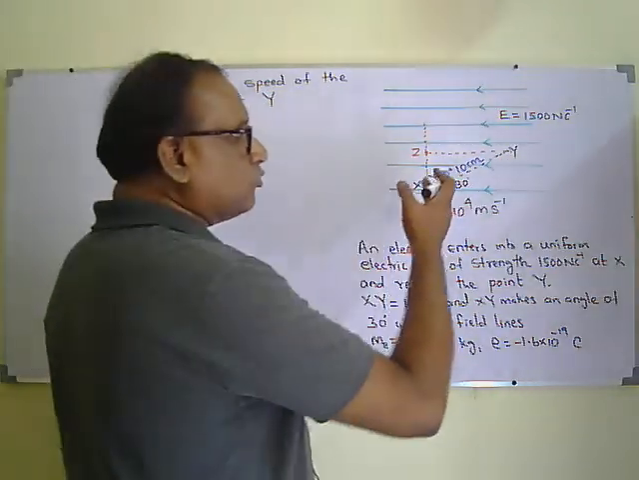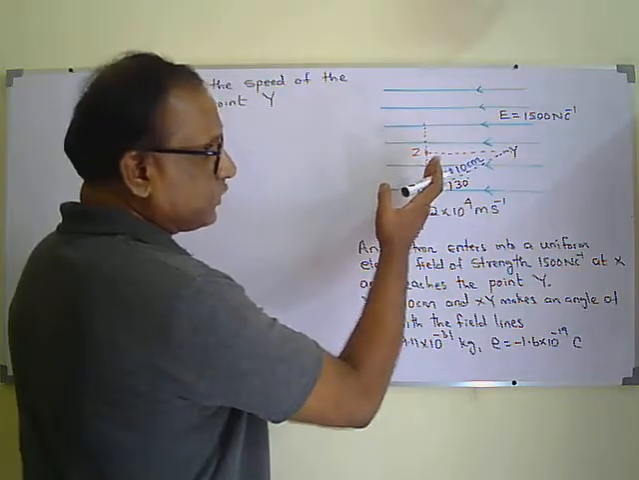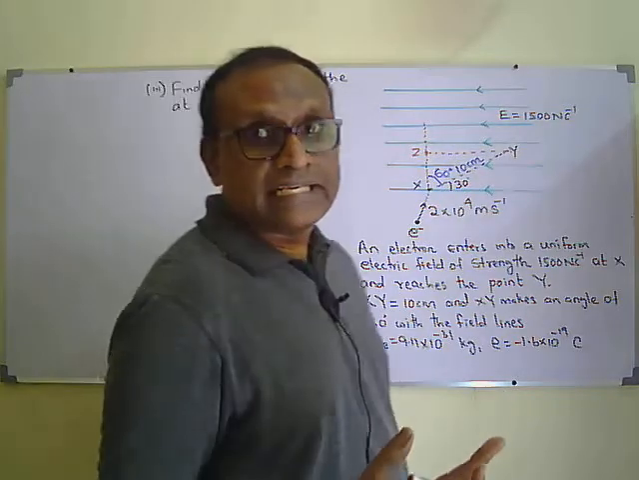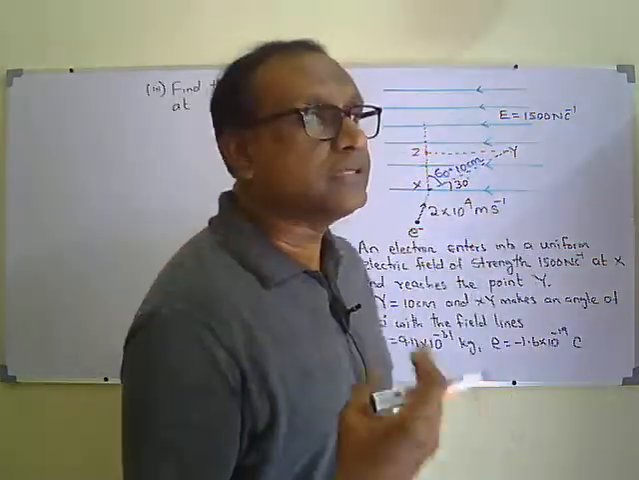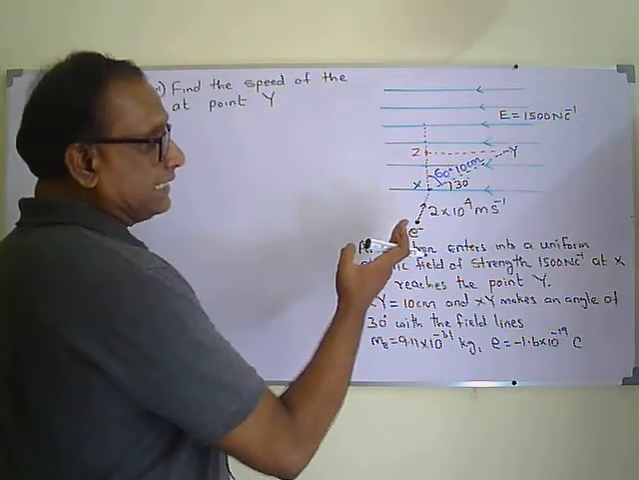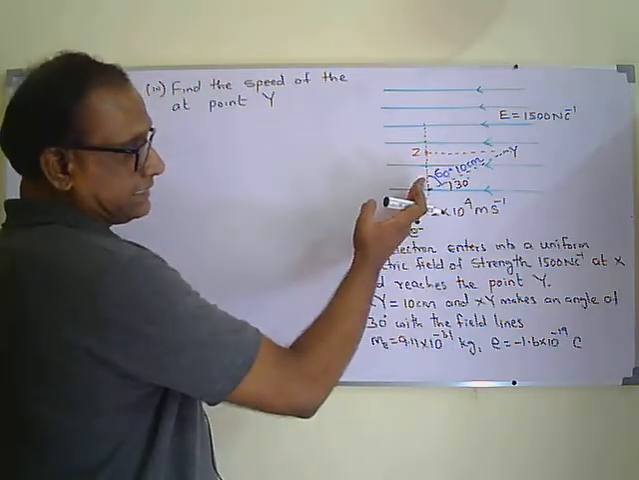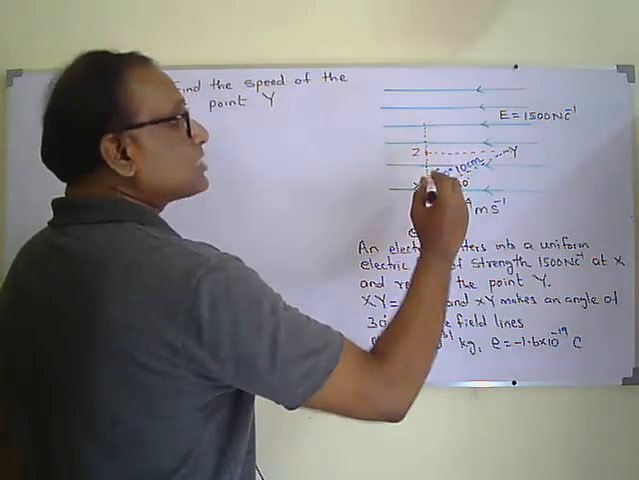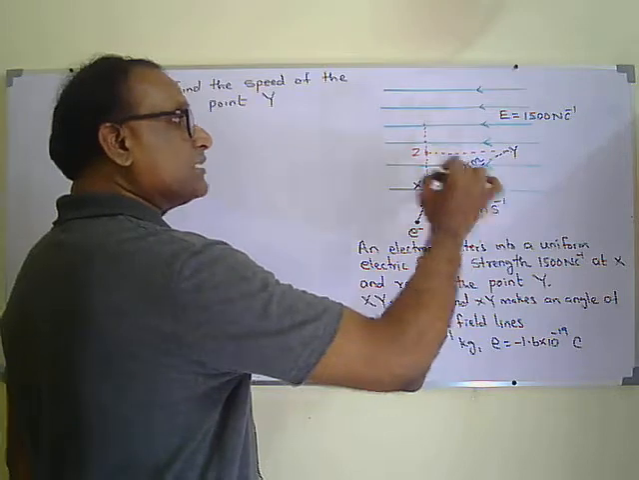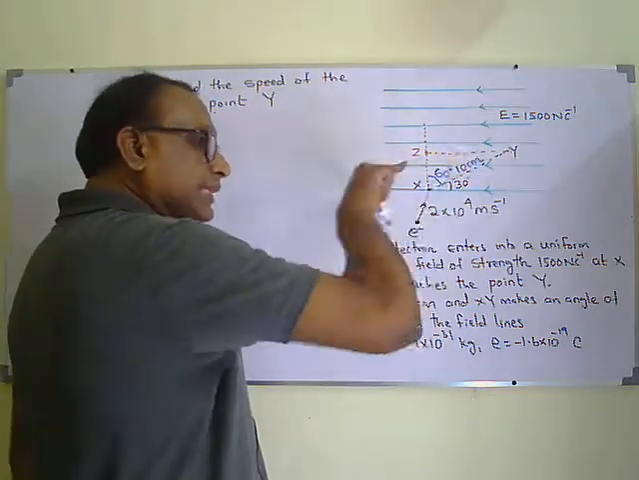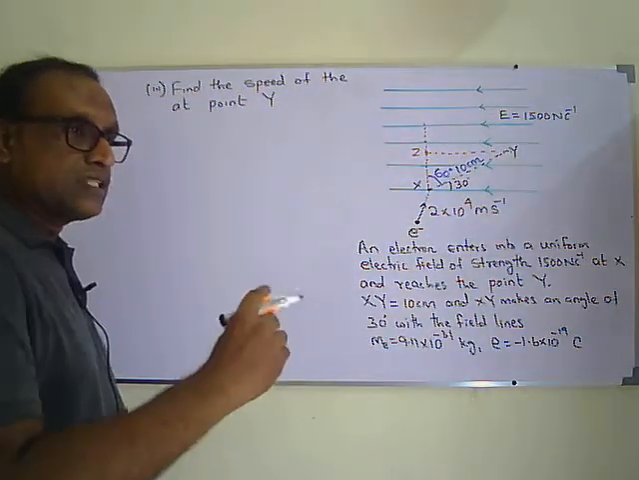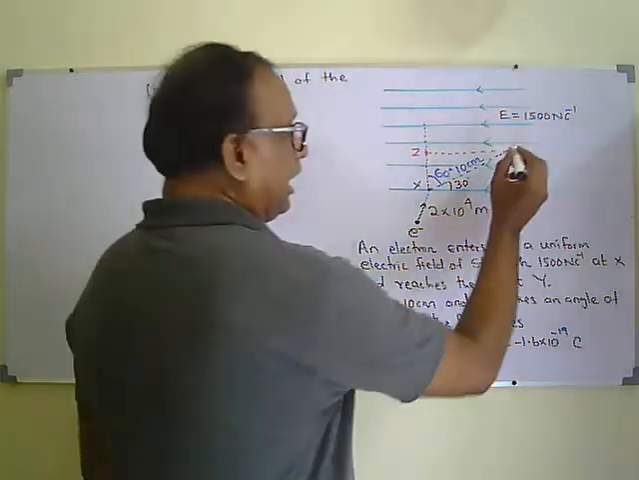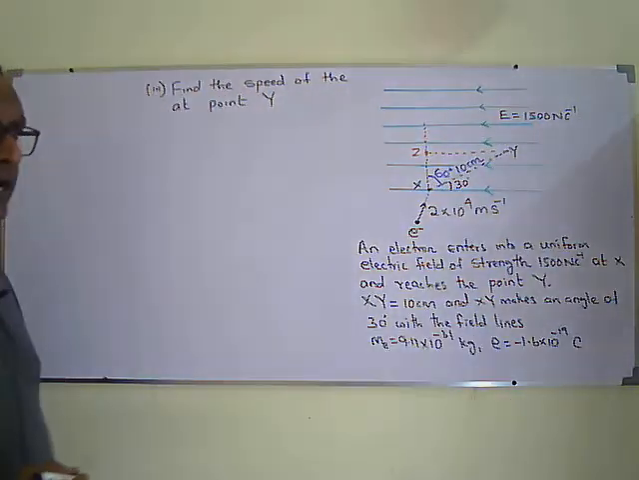So when the electron moves through the electric field, is it going to accelerate or decelerate, gain kinetic energy or lose kinetic energy? Actually, it's going to gain kinetic energy because of the direction it's entering. Imagine the electron somewhere inside; it experiences an electrostatic force in this direction. So there will be a component of force that accelerates the electron, and it gains kinetic energy when it reaches point Y.